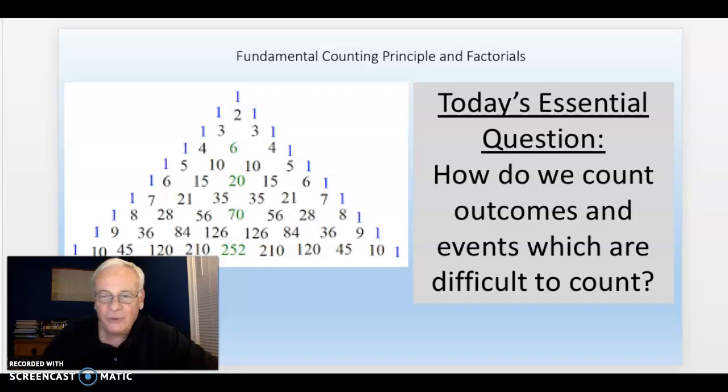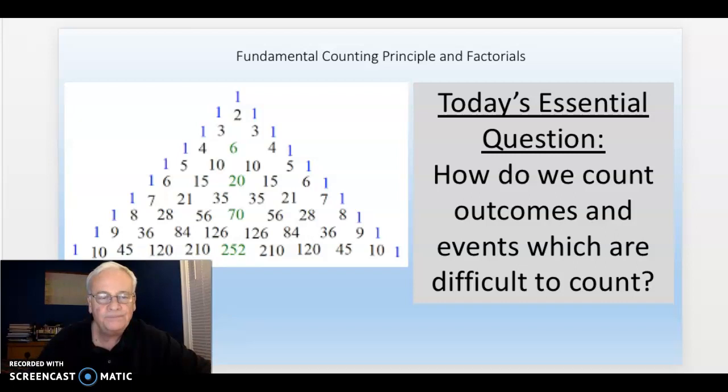Today's essential question: how do we count outcomes and events which are difficult to count? Sometimes things are hard to count. And guys, the notes assignment is a little different today.